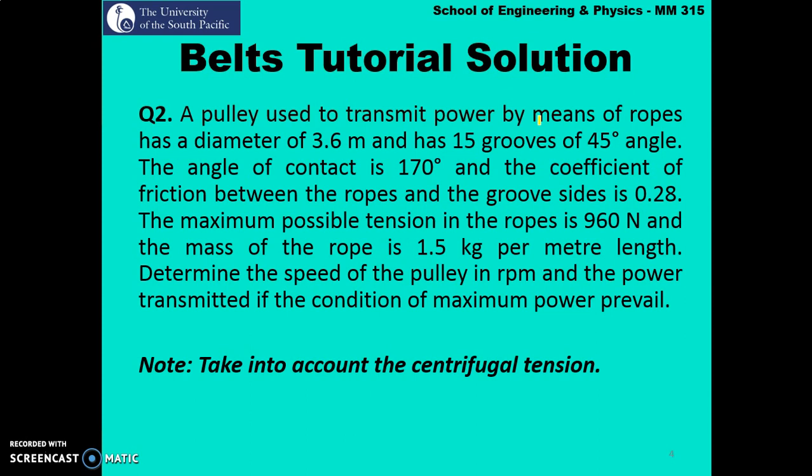We have to determine the speed of the pulley in revolutions per minute and the power transmitted if the condition for maximum power prevails. So this question is looking at the maximum power transmission condition. So keep that in mind. And also we need to take into account the effect of centrifugal tension in this problem.